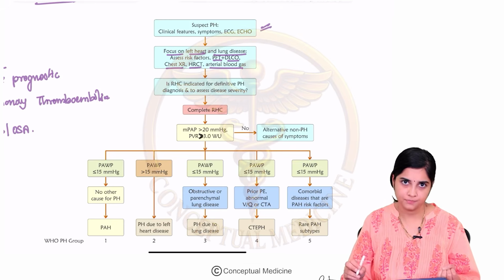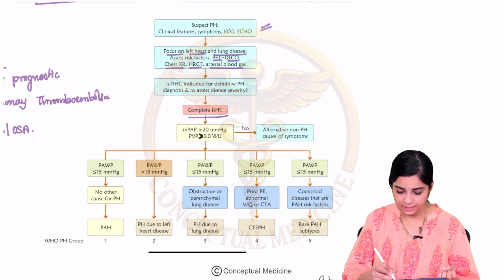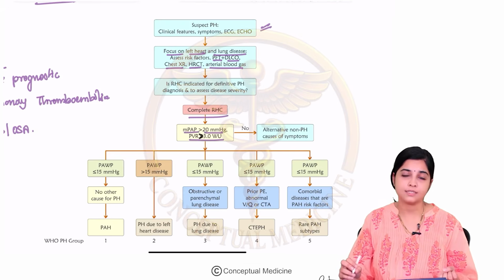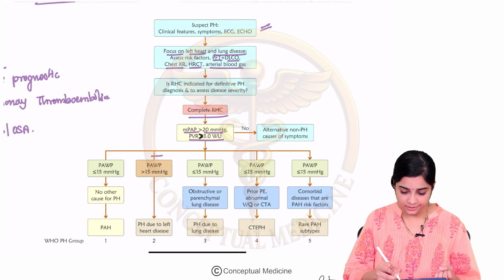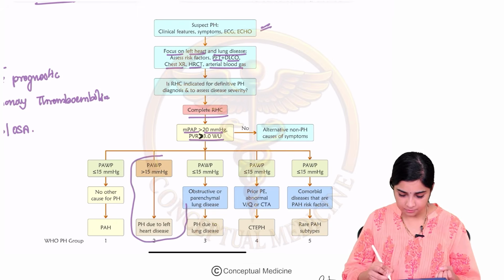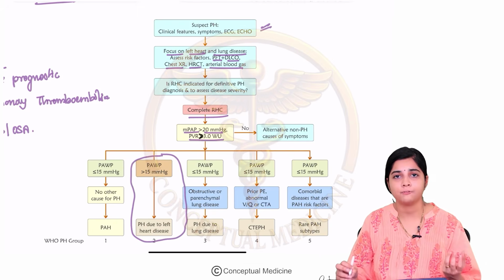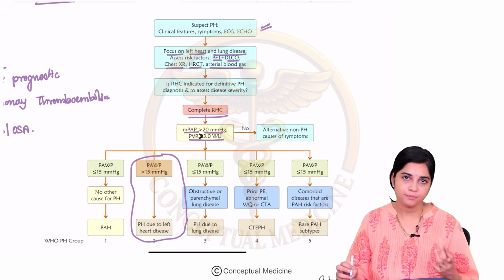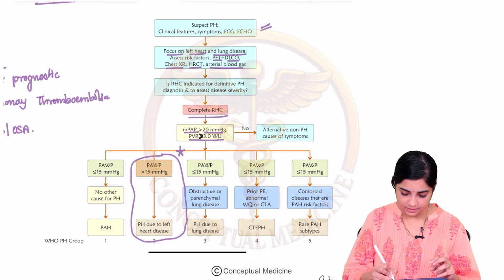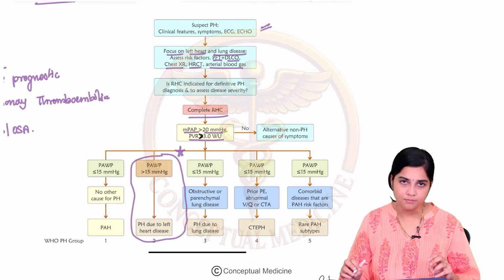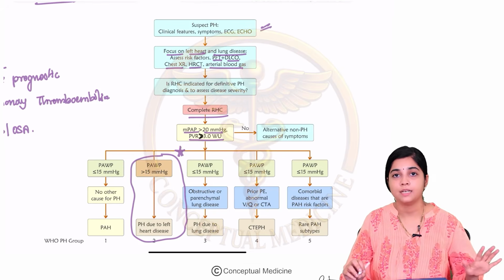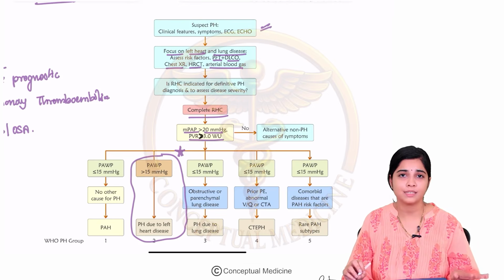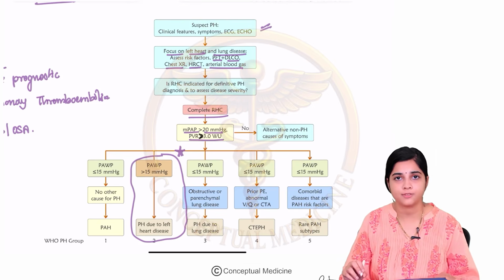Only after finding out all these causes, if you have still not found any cause, then you may require a right heart catheterization. So in the right heart catheterization, if you find that the pulmonary artery pressure is more than 20 millimeters of mercury and the pulmonary vascular resistance is more than 3 Wood units, then the only condition where the pulmonary artery wedge pressure is more than 15 is in a post-capillary form of pulmonary hypertension, where you have pulmonary hypertension due to left heart disease, right? So this is very, very important. In all the other conditions, the pulmonary artery wedge pressure is less than 15, right? So we had discussed this in the hemodynamic classification of PH as well.